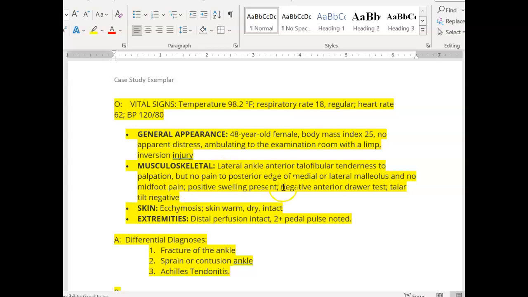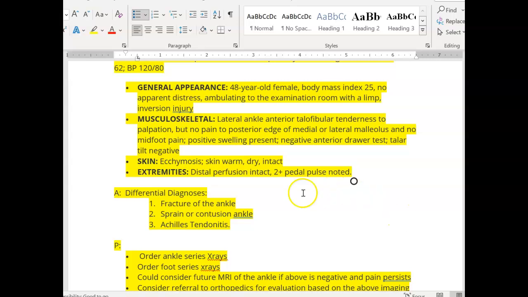Again, like the specific test that you would do for this type of injury, you need to say that you did it and whether or not it was negative. So even though it was negative, you still document that you did that test and it was negative, okay? And then for your A, you come up with differentials, okay?